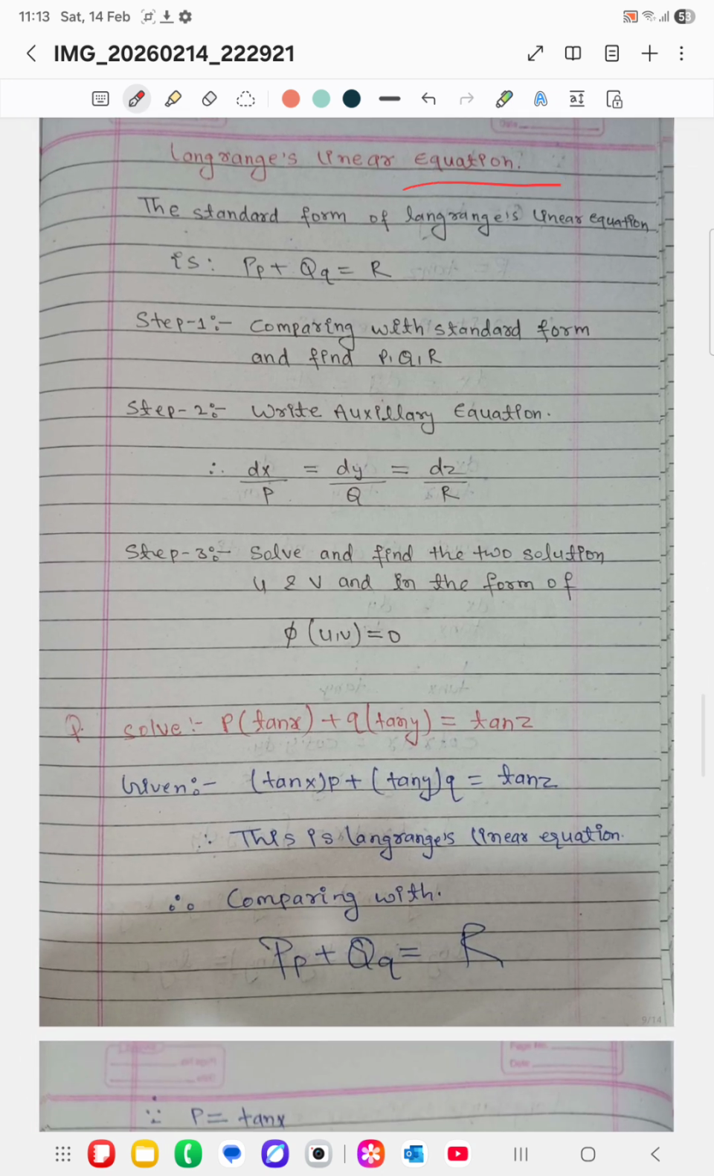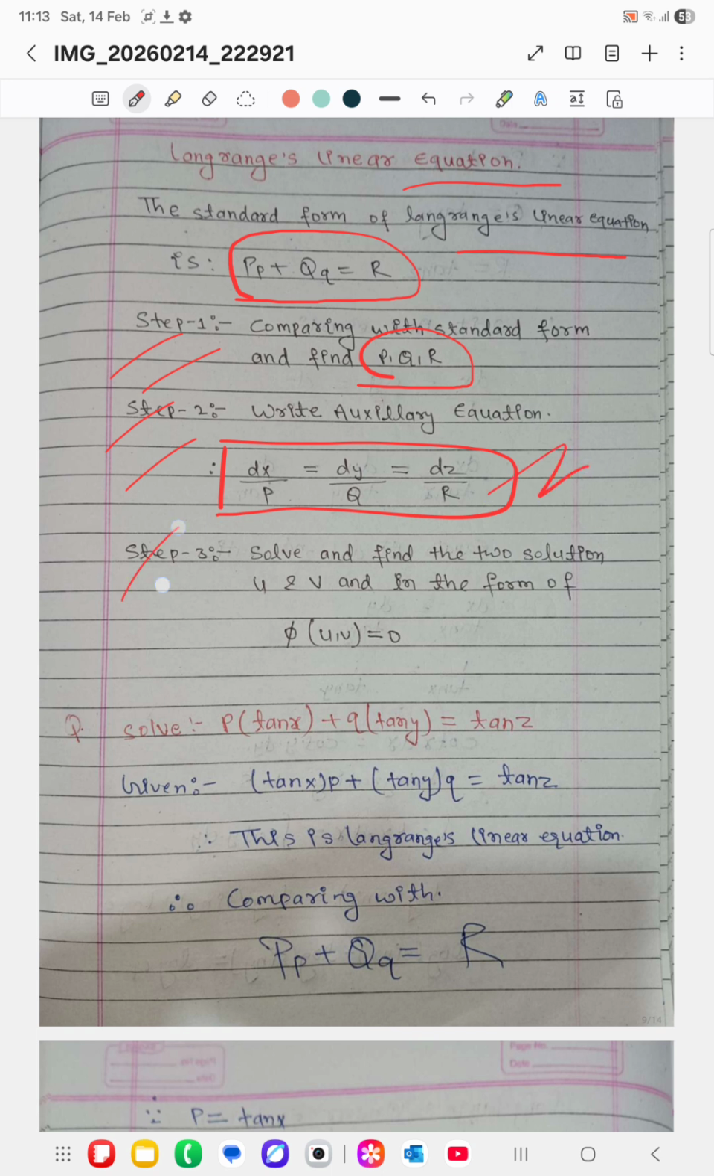Lagrange's linear equation. Okay, the standard form of Lagrange's linear equation is Pp plus Qq is equal to R. Okay, and let us see the steps to solve this Lagrange's linear equation. So in step first we have to just compare with the standard form and find P, Q, R. Okay, and next, write the auxiliary equation, and the auxiliary equation looks like dx by P is equal to dy by Q, and that is equal to dz by R.